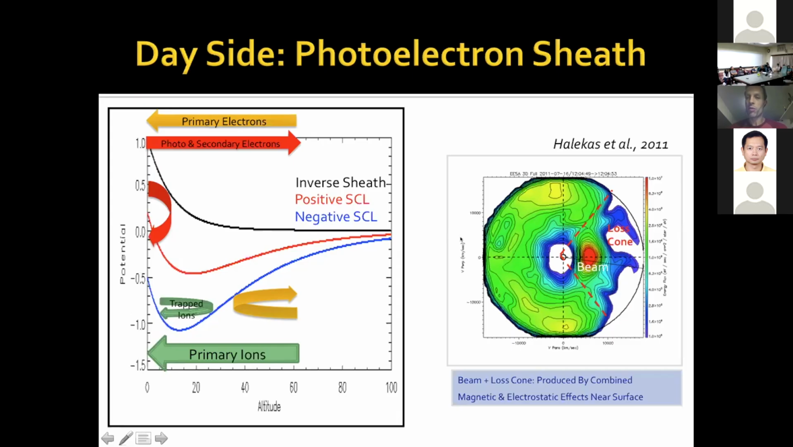So because of the presence of these electric fields near the surface and these non-neutral layers near the surface, you get emission of beams of electrons from the surface.